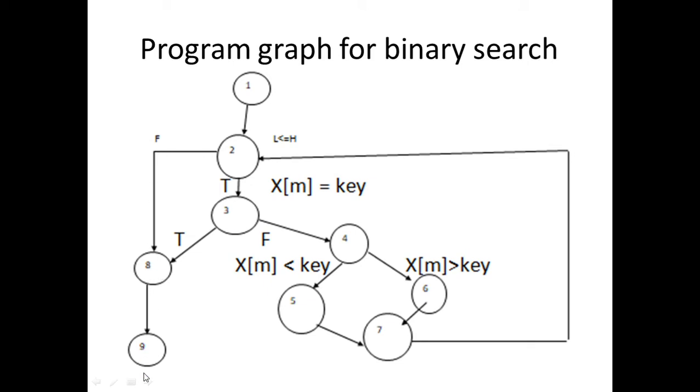Now it will end here. After this, again, if it is true, it will come here. Each and every predicate statement has true or false values, so you have to write the program graph with respect to both true and false values. This is the binary search graph.